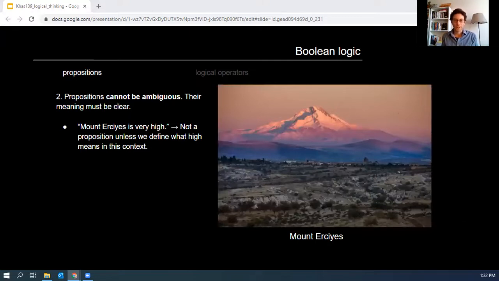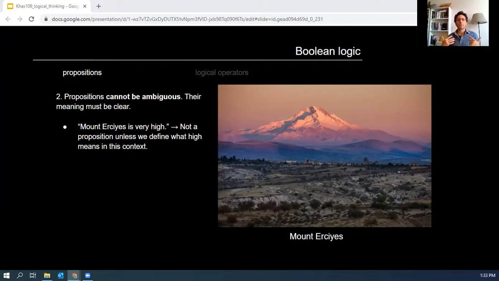Second attribute of propositions. Propositions cannot be ambiguous. Their meaning must be clear, okay? Look at this example. And this is a beautiful picture of Mount Erciyes, by the way, on the right-hand side. Look at this proposition. Mount Erciyes is very high. This is not a proposition unless we define what we mean by high in this context.